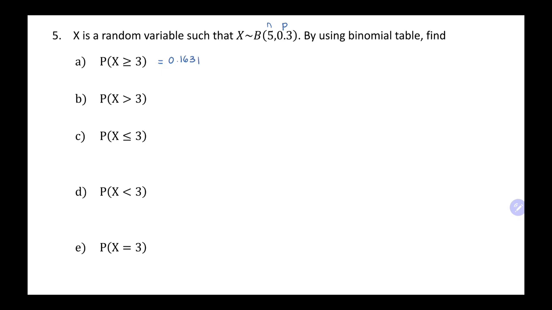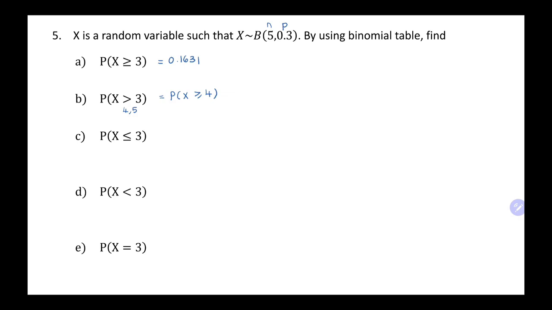Next question, we have P(x greater than 3). X greater than 3 kita tak boleh baca table. So kita kena ubah dalam bentuk sign greater equal. So we change to P(x greater than or equals to 4). X greater than 3 maksudnya 3 tak termasuk. So kita start nak nombor 4 dan 5. So nak dapatkan nombor 4 dan 5, kita kena cari x greater than or equals to 4.